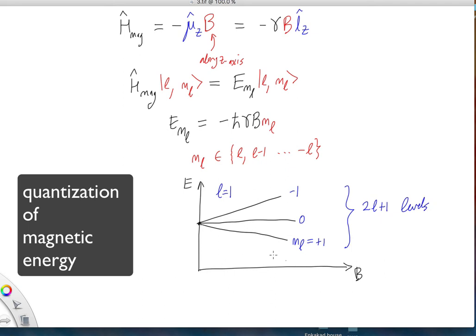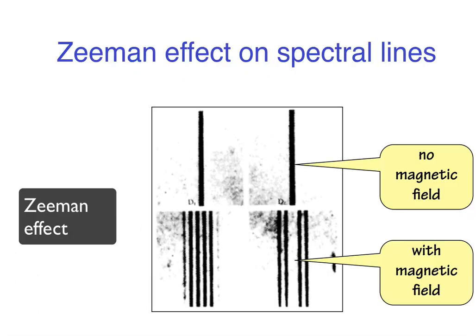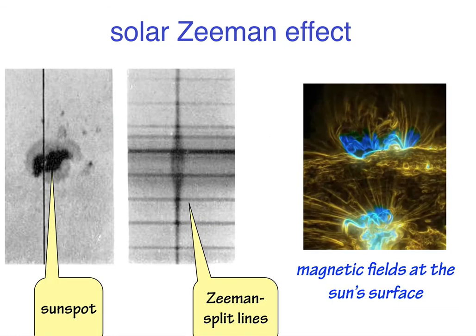As the field increases, the splitting increases, and that's called the Zeeman effect. This shows actually the original observations by Zeeman in around 1896, which show the splitting of spectral lines by the application of a magnetic field. And the Zeeman effect is used, for example, to estimate the magnitude of magnetic fields of celestial objects like the surface of the Sun.